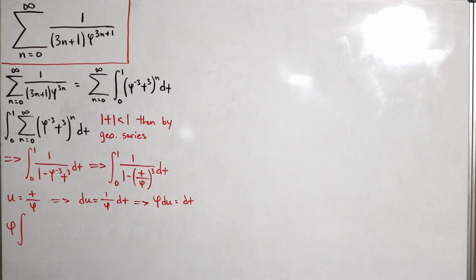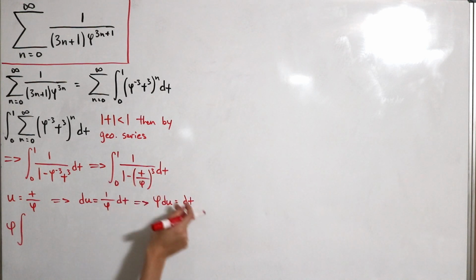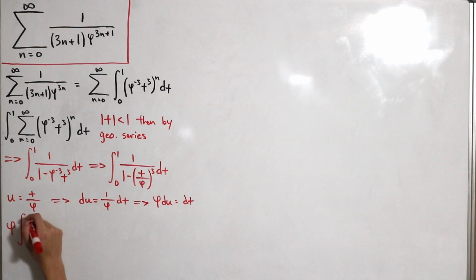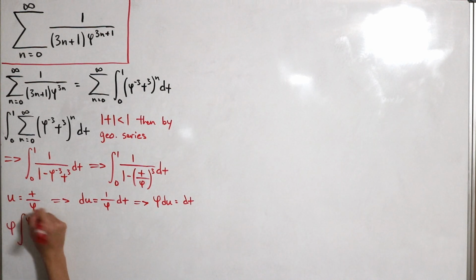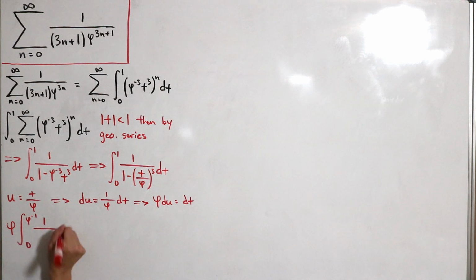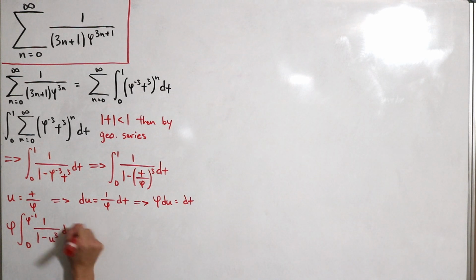Then we have our new integral, so we have to evaluate this with our new bounds for u. If I plug 1 in for t, then this is just 1 divided by phi, which I'll write in exponent form as phi to the power -1. Then plug in 0, so that's just 0, nothing's changed. Then we have 1 divided by 1 minus u to the power 3, du.